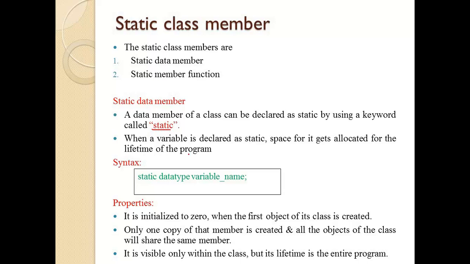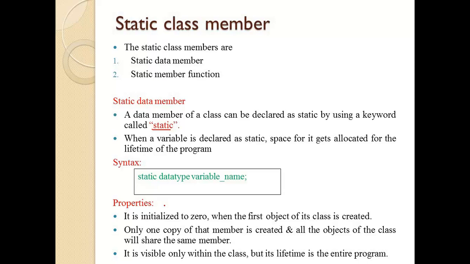When a variable is declared as static, space is allocated for it. The first time we declare a variable as static, a particular memory space is allotted for it, and its allocation lasts throughout the lifetime of the program. The syntax for a static data member is the keyword static, data type, followed by the variable name, terminated by a semicolon. Previously our normal variable declaration was data type, space, variable name. Here the only difference is that the variable is preceded by the static keyword.